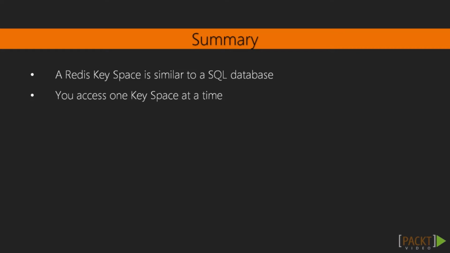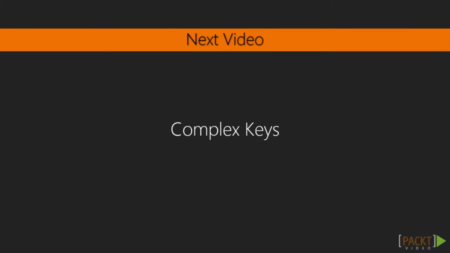So in summary, a Redis key space, as I said, is similar to a SQL database. It's just a namespace in which you can store your keys. And you can only access one key space at a time. So you notice that you can't treat them as SQL tables and be able to link them together or access them through some sort of namespace qualifier. So in our next video, we're going to talk about more complex keys.